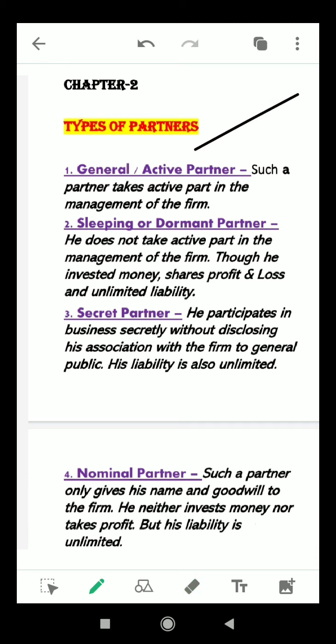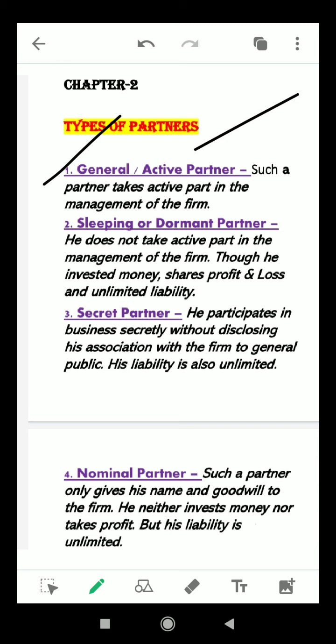So the partners, here we will discuss about the partner types. So there are different types of partners and they may be classified as under. Number one is general or active partner. Such a partner takes active part in the management of the firm. That means an active partner is one who takes active part in the day-to-day working of the business.